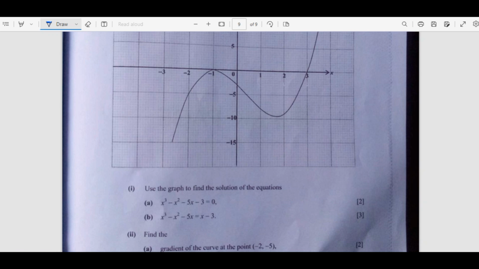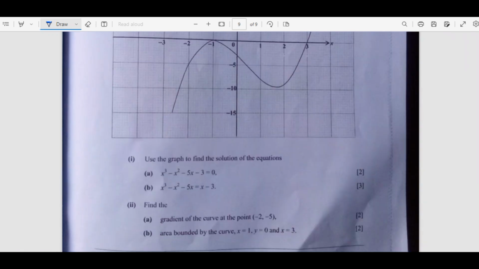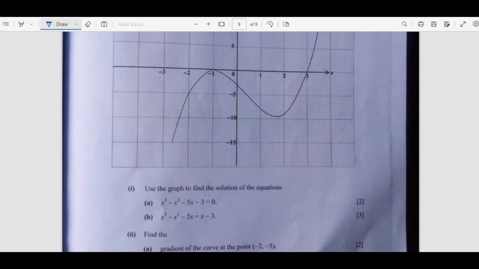Okay, so we move on to Roman number 2. Find question A, the gradient of the curve at the point negative 2, negative 5. So let's find that point, negative 2, negative 5. It is at this point. So how can we find this gradient? Let's draw a tangent that will pass through this point.